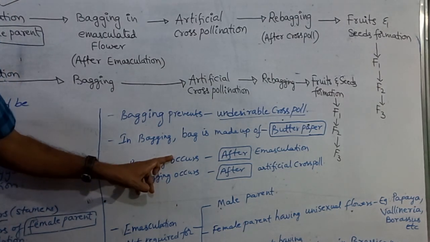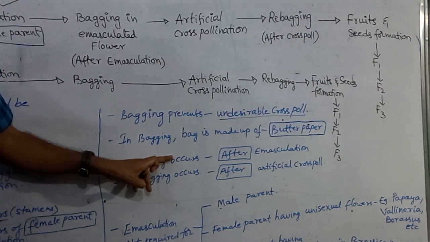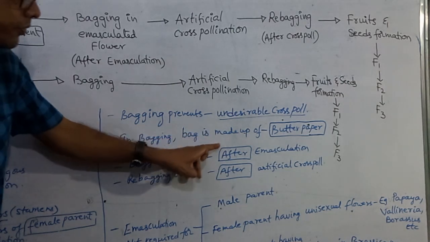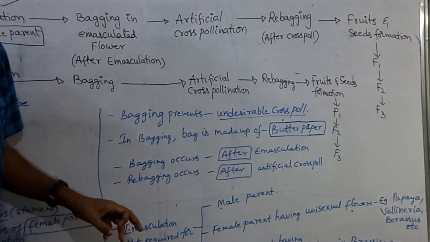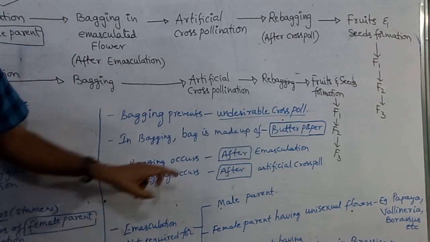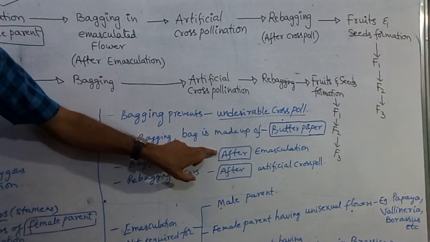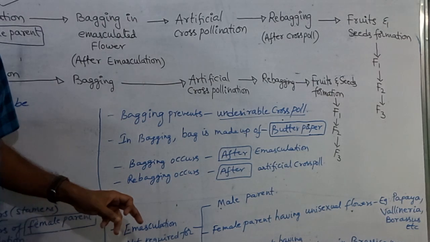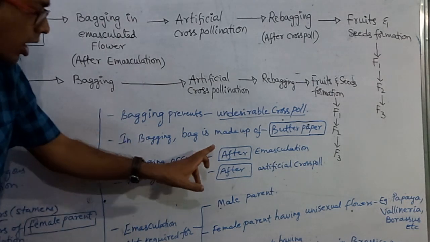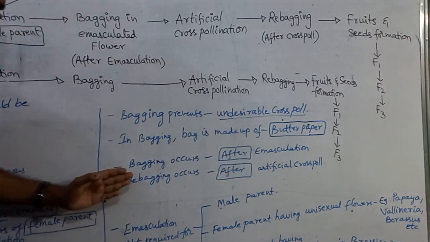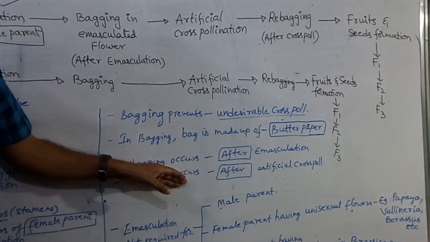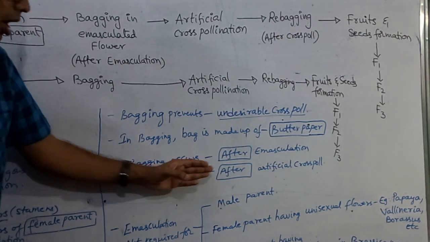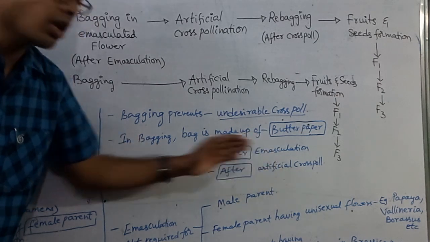When does bagging occur? After emasculation. Don't say before emasculation. This word is also very, very important: we have to say after emasculation. When does rebagging occur? After artificial cross-pollination.